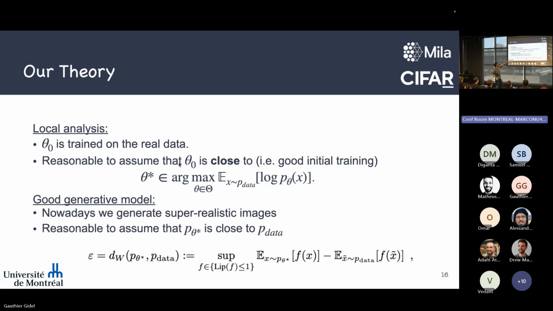So we initialize with a model that is close to the best one you can get, and the best one you can get is generating good-looking images. I hope Stable Diffusion and everything convince you that this is realistic.